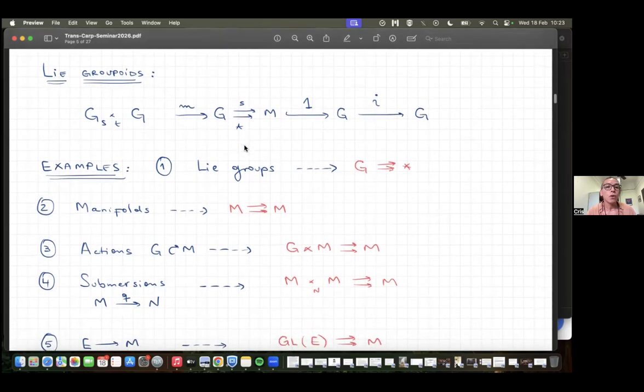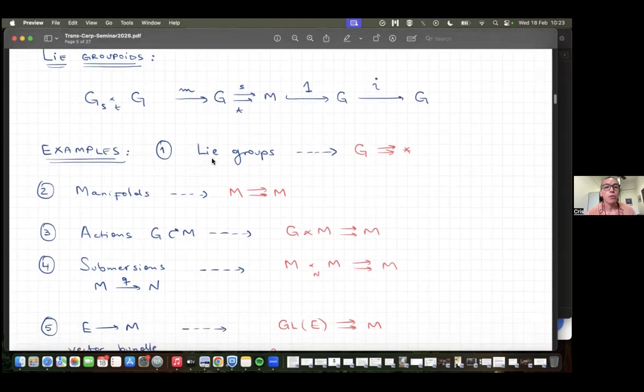The first examples of Lie groupoids are the following. The first one is given by Lie groups. In this case, a Lie group is the same as a Lie groupoid with a single object.